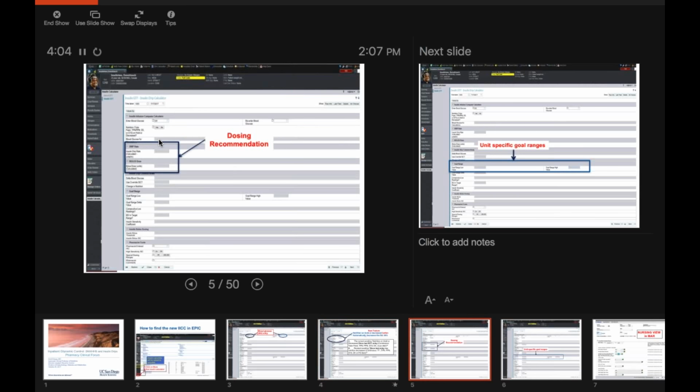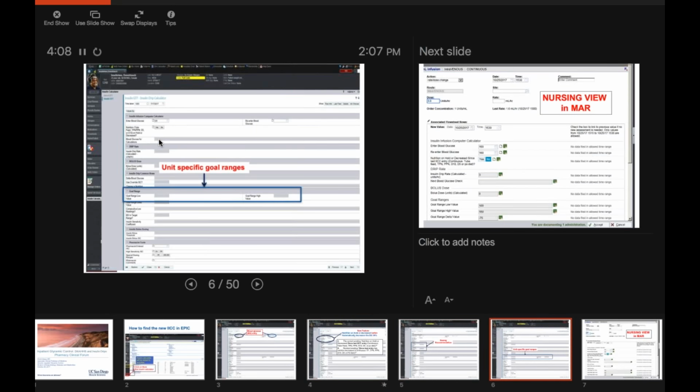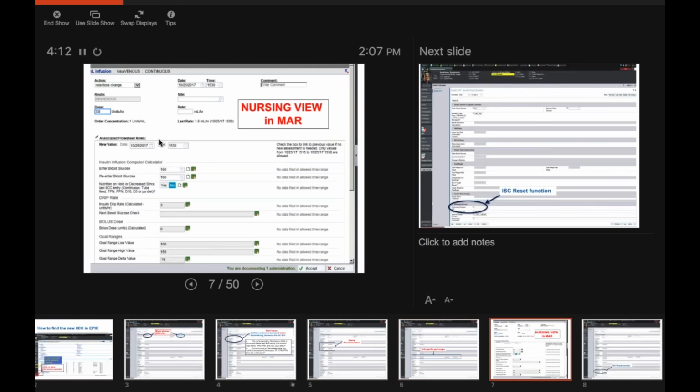Then it will spit out your dosing recommendation for drip rate or bolus rate. It's got your unit-specific goals, easy access right there for you. This is the nursing view in the MAR. It has the exact same information, the dual blood sugar entry, that question, followed by their recommendations and unit-specific goals.